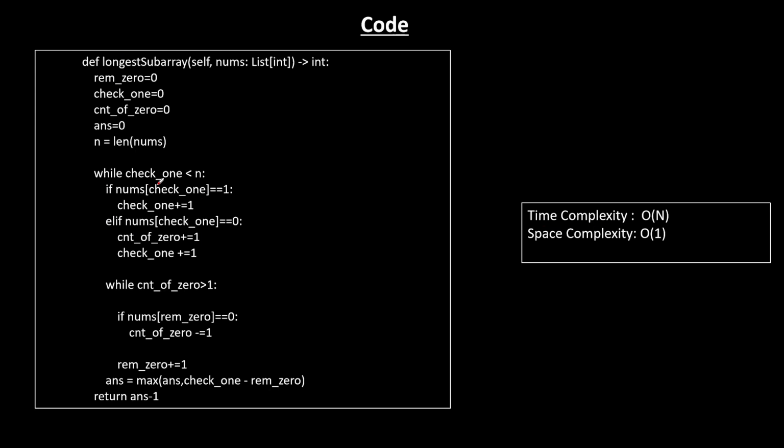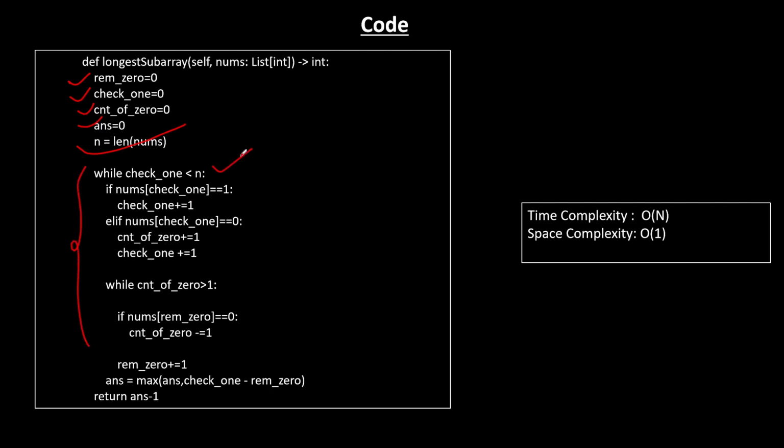The code is an exact copy of the approach discussed. Let's understand it line by line. So this is the left pointer. This is the right pointer. Count of 0, as we declared about the variables, and this is the answer we will be storing. This is the length, nums length. Okay. Here is the main logic.